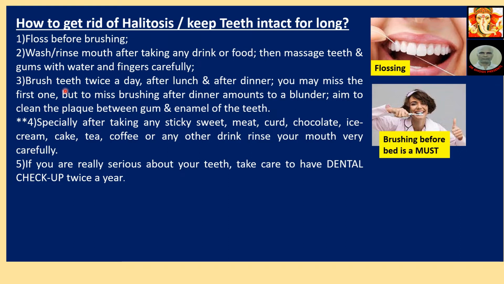Number 3, brush teeth twice a day, after lunch and after dinner. You may miss the first one, but to miss brushing after dinner amounts to a blunder, because the aim is to clean the plaque between the gum and enamel of the teeth. Actually, why do we brush teeth? This is the aim: to clean the plaque between the gum and enamel. It is the most important thing.